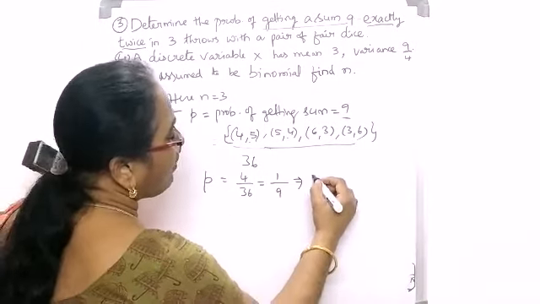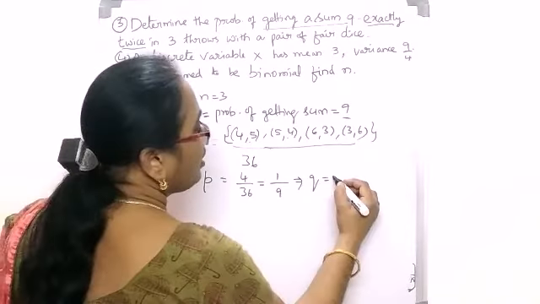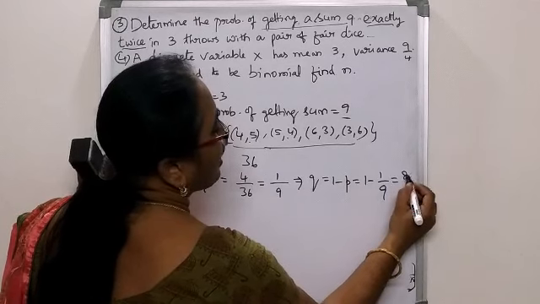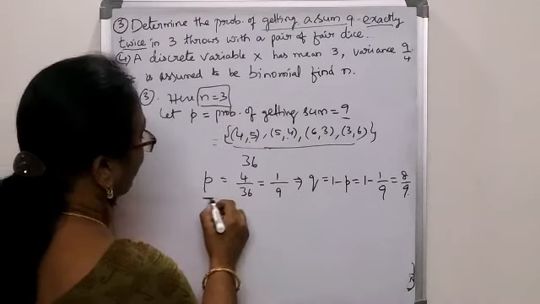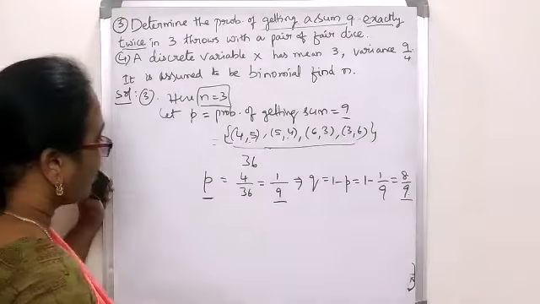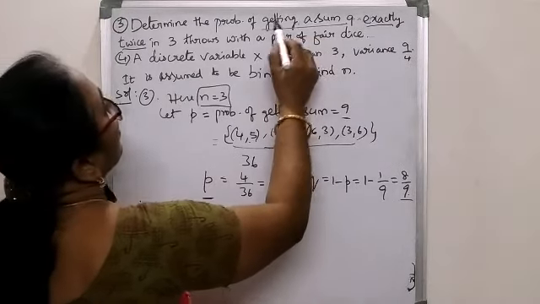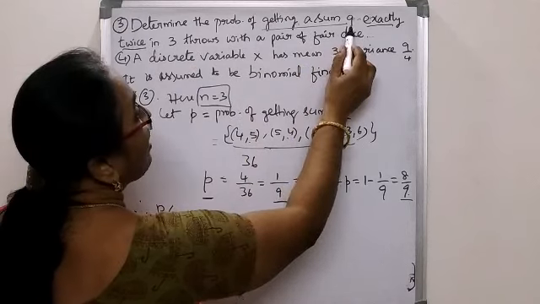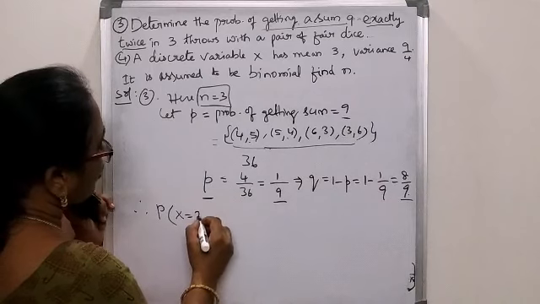From this value of p we are able to calculate q, the probability of failure, right? It is 1 minus p which is 1 minus 1 by 9 giving 8 by 9. So we have n equal to 3, 3 throws, p, the probability of success, is 1 by 9, and the probability of failure is 8 by 9. Now let us calculate our required probability, of getting the sum 9 exactly twice. So we need P of X equal to 2.